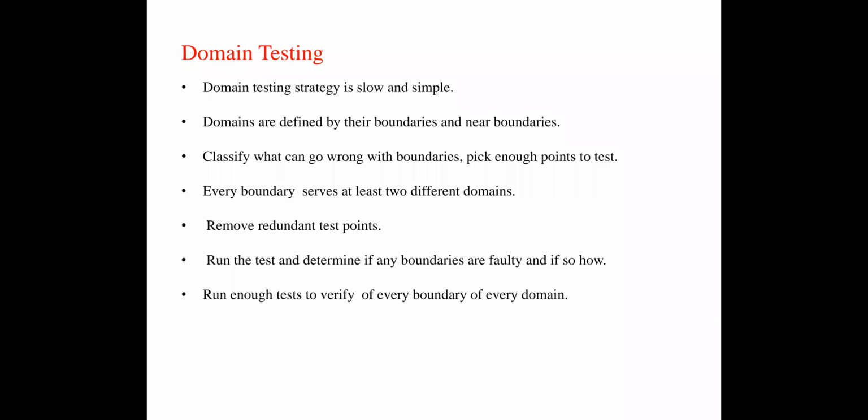Classify what can go wrong with boundaries, and pick enough points to test. The classifier is used to decide whether the input values you are passing are correct according to the path or not. Every boundary serves at least two different domains. A domain will compulsorily have a boundary, and every boundary will have two domains.